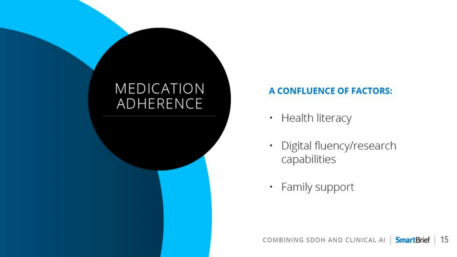Okay, thanks. Are there any more specifics that you can add about the intersection of social determinants of health and AI for diabetes in particular?